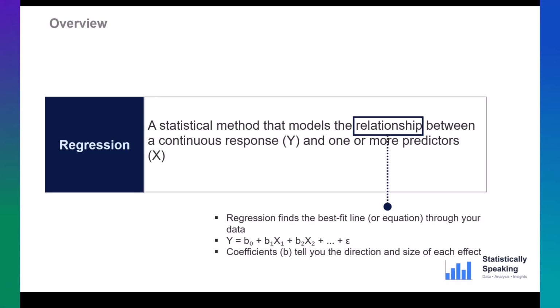The next thing to understand is the term relationship here. What does that mean? So what regression basically does is it fits a line through your data. It's called the best fit line. So the regression equation itself is in the format y equals b0 plus b1 x1 plus b2 x2 and so on, plus epsilon. That epsilon is the error term. That's the gap between what the model predicts and what actually happens, right?